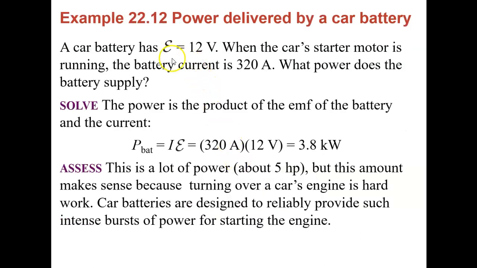Okay, so a car battery has a potential difference, your EMF, of 12 volts. When the car starter motor is running, the battery's current is 320 amps. What power does this generate? You just multiply them together. So the greater the current, the more power you have. The greater the EMF, the electric potential, the more power you have.